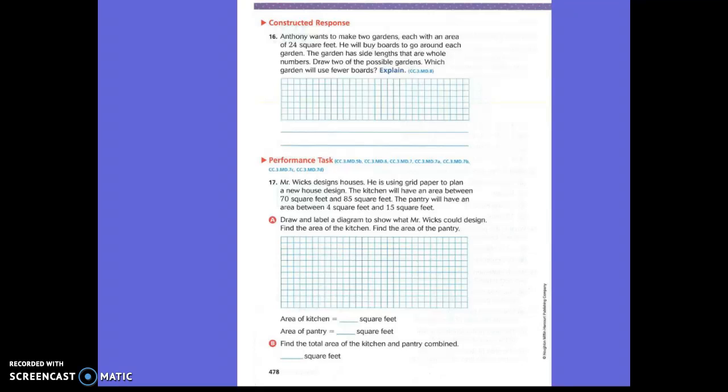Okay, explain. For finding area, what do you do when you find area? Multiply. Okay, so you need to multiply 2 numbers that will equal 24. Give me one set of numbers that will equal 24, Alexander. 4 down and 6 up. 4 times 6. So 4 down and 6 across.